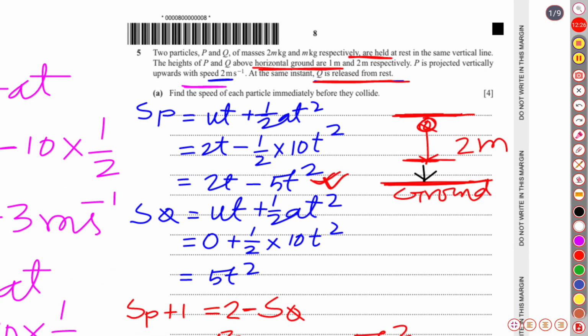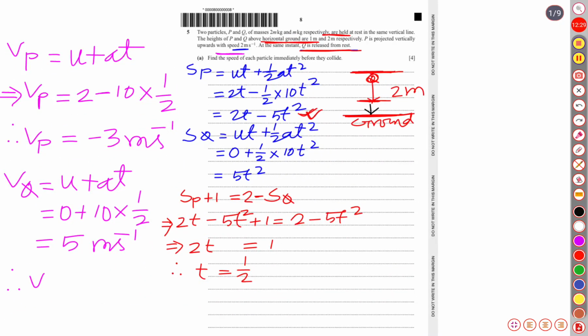So if we write the speed of each of the particles, the speed of particle p is equal to 3 meter per second. We cannot use the direction in case of speed, so 3 meter per second. But what is the direction? It is moving downward because it was negative.